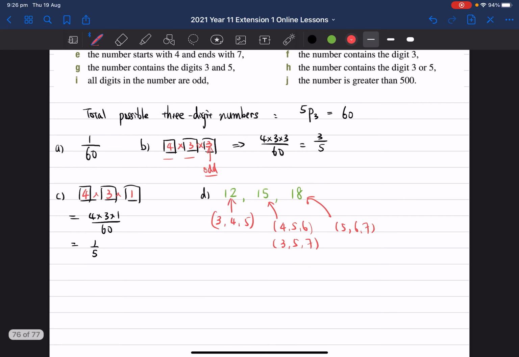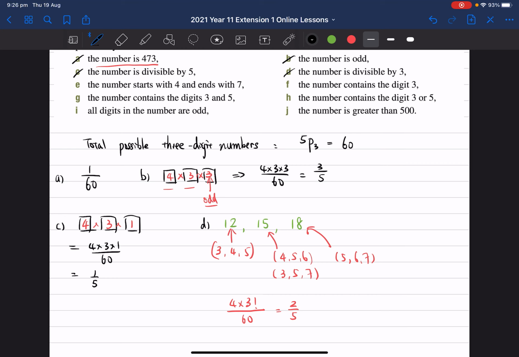But then within those 4 ways, you've got 3 numbers each. Then that's a 3 factorial within those 4 ways, because we can rearrange these 3, 4, 5 into any order, and they're still divisible by 3. So that's times 3 factorial, and that's the total number of arrangements. But if you want to find the probability, we divide this number by 60. So 3 factorial times 4, divided by 60, gives you the chance, 2 out of 5 chances. All right, so that's question D, divisible by 3.